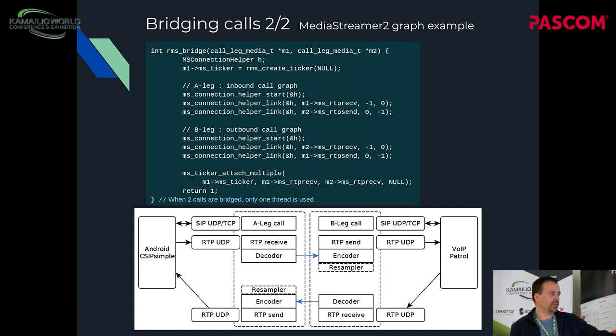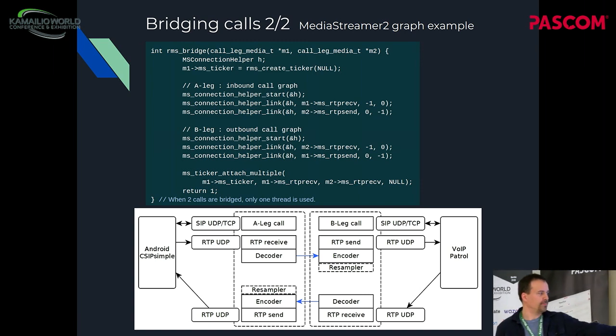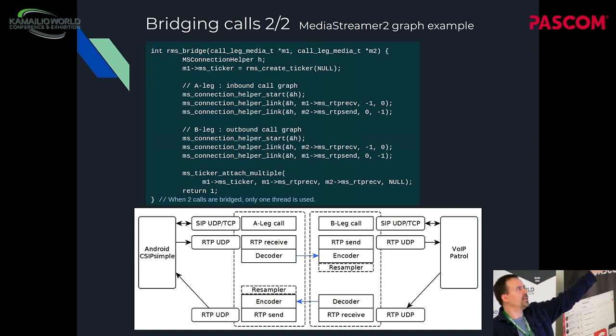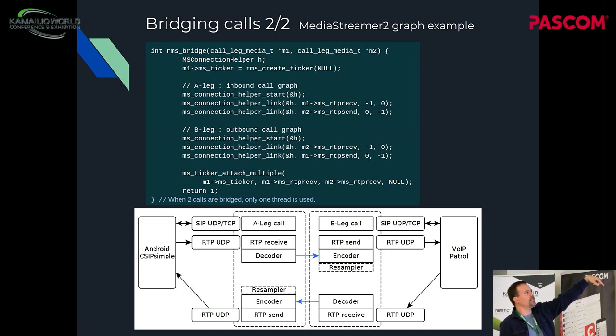And you can see how they are bridged using a CSIP sample, again, in most of my tests, and a VoIP Patrol server using PJSIP, everything SIP compliant. And you can briefly see the transmit stream finding its way, and the receive stream finding its way in the other direction. And you can see how easy it is to use media streamer, how high level it is.